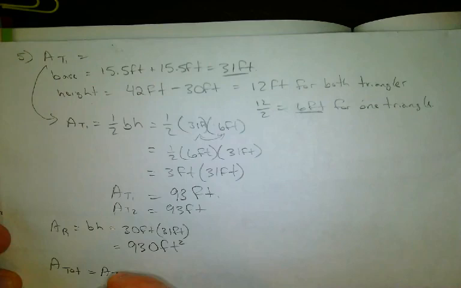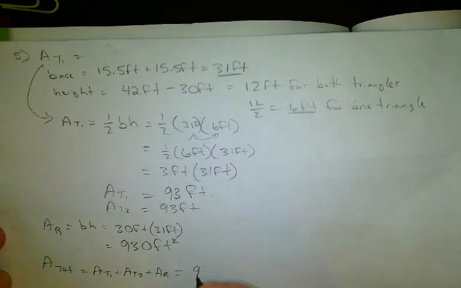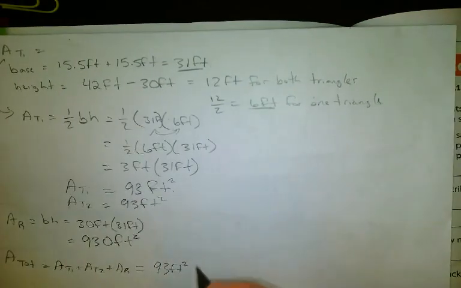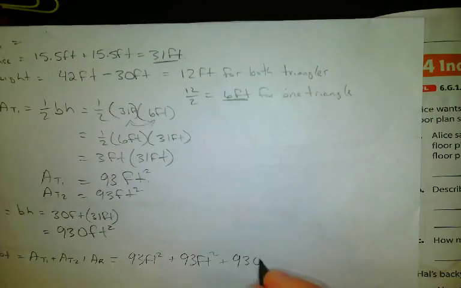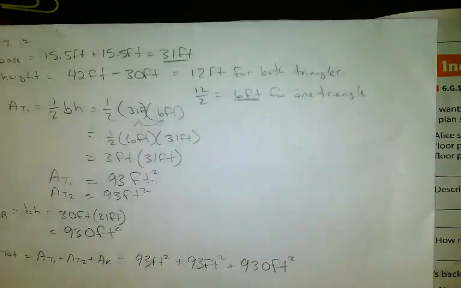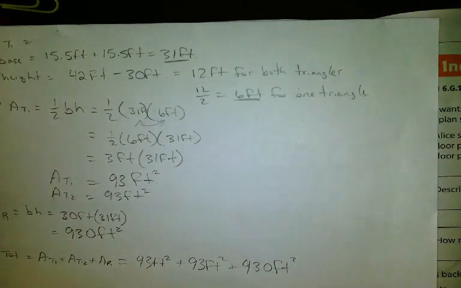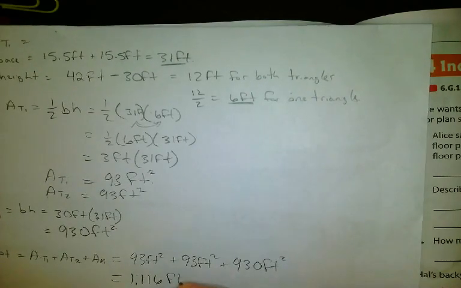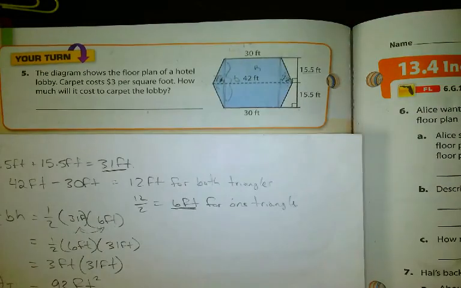Is going to be AT1 plus AT2 plus AR. So 93 square feet. I didn't put squared. 93 square feet plus 93 square feet plus 930 square feet. Okay. And once again, I don't want to add it in my head. I don't want to mess it up. So 930 plus 93 plus 93 is 1,116 square feet. 1,116 square feet is my total area for this image right here.